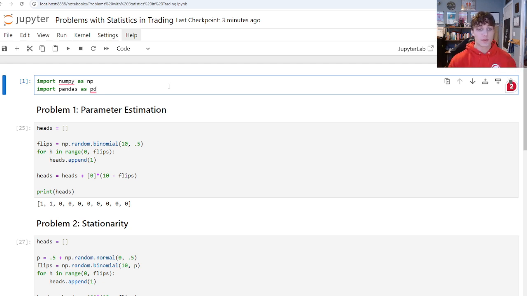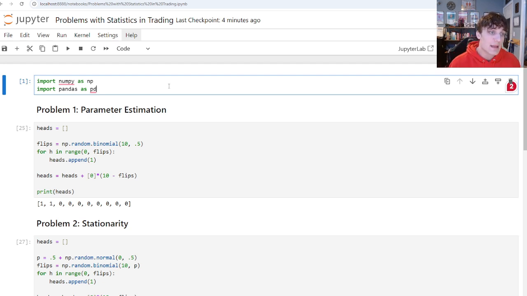Now, what I want to do is start with a very fundamental issue in statistics, and that is parameter estimation. And I want to progress down to the idea of stationarity and edge in trading and how all of these things kind of work together. By the end of this video, you'll have a really nice big picture of how statistics can be used for trading and identifying profitable trading strategies and identifying if your strategy could be profitable, but also the pitfalls that you can run into in implementing your trading strategy. So number one is parameter estimation.